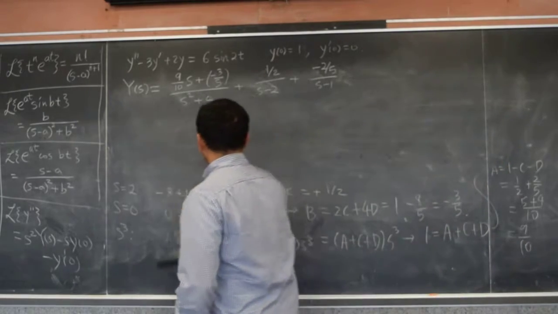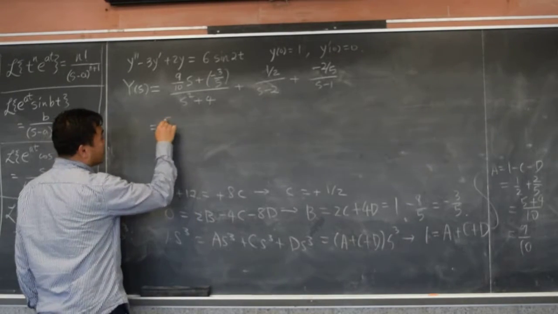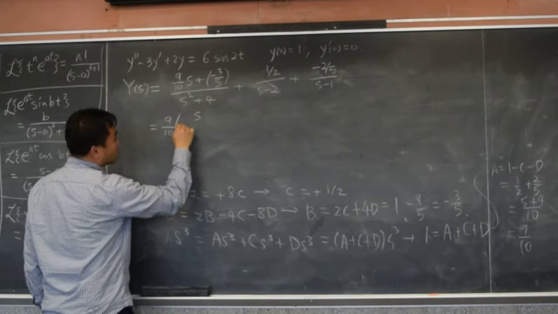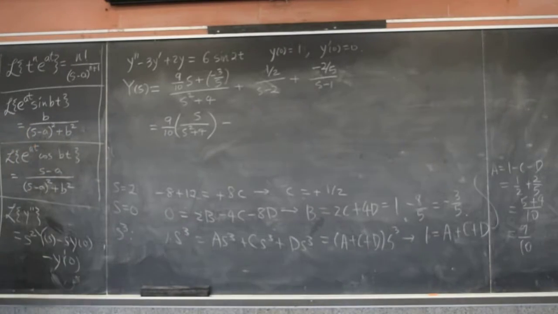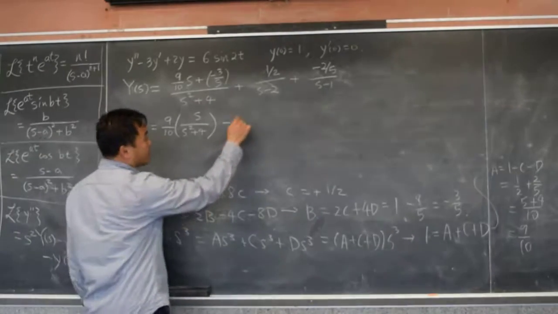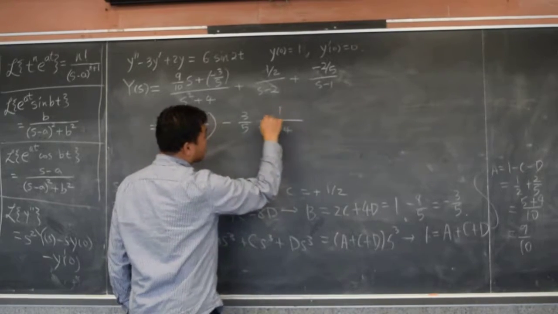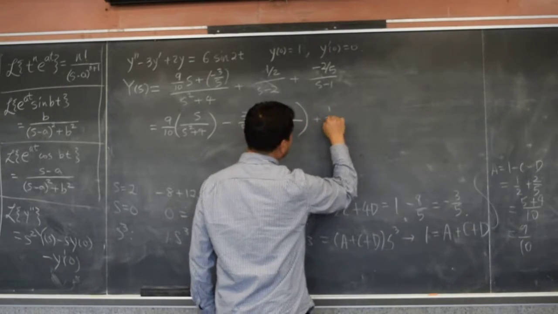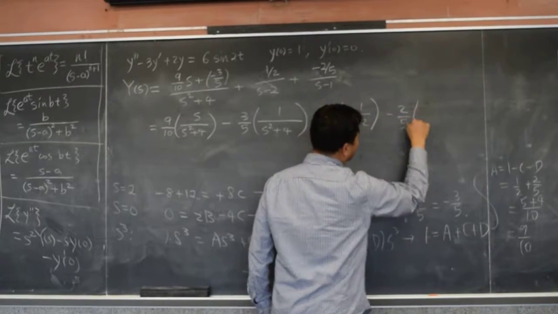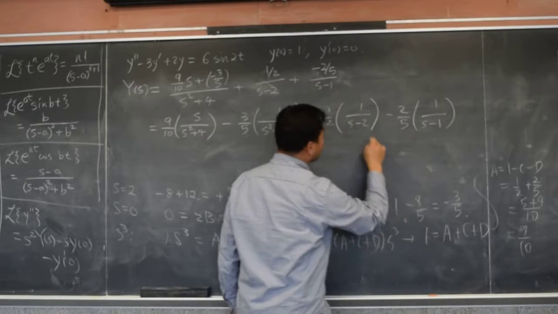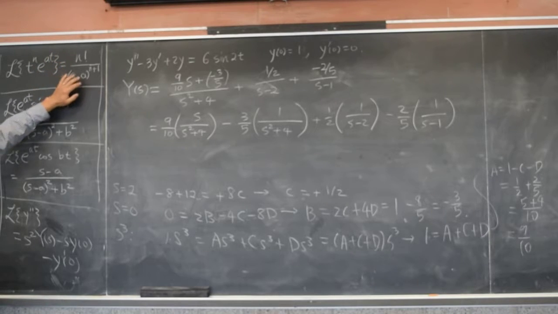So you have, let's see, this is 9 over 10 times s over s squared plus 4, negative 3 over 5 times 1 over s squared plus 4, plus 1/2 times 1 over s minus 2, minus 2/5 times 1 over s minus 1. Now for these, I know what they are. S minus 2, what's that? According to this, that's when n is 0, right? 1 over s minus a.